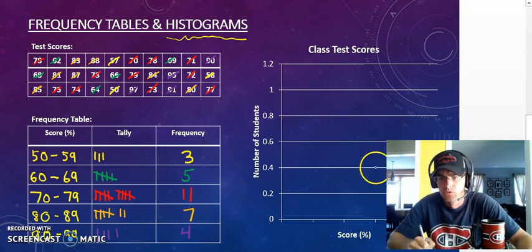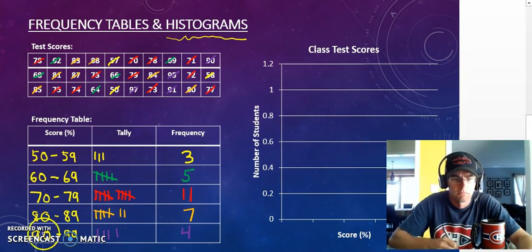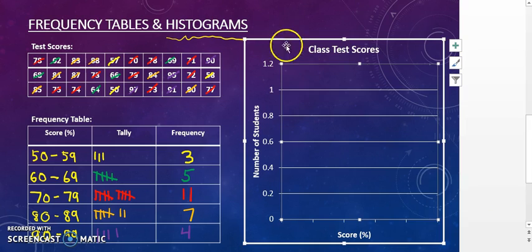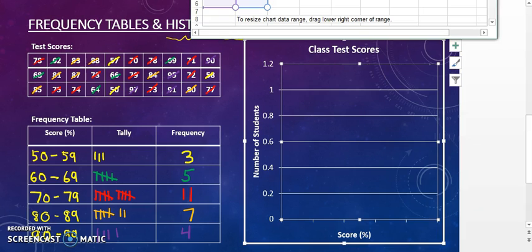I'm going to have to remove this little cam thing. All right, I'm not sure if that worked or not. Well, let's put together this histogram. So select objects, select my graph, and let's start putting in some data.